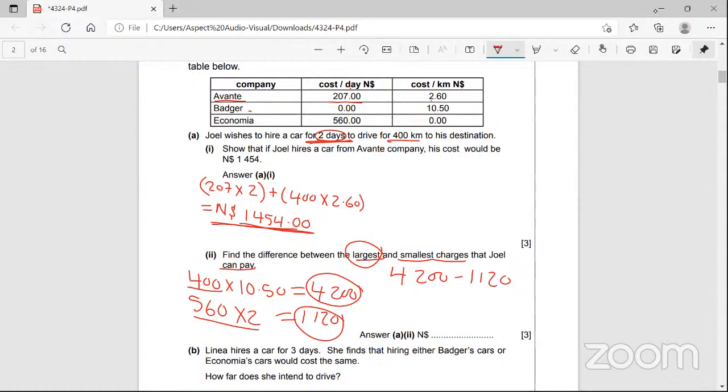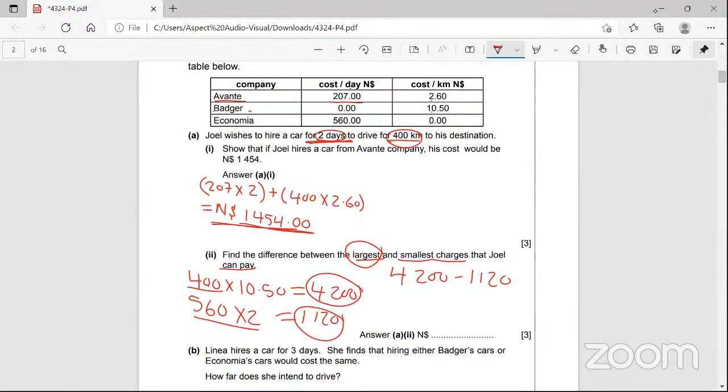The second one, remember, it charges only per kilometer, okay? But how many kilometers is Joel going to travel? Actually 400 kilometers. For how many days? For 2 days. But this company charges per kilometer. So it's going to be 400 kilometers times 10.50, right? So the same applies to the next one, 560.